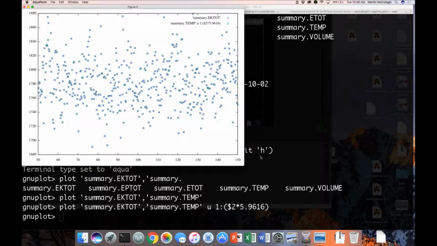I don't know how well you can see that, but there's an X and a plus. So all the program is doing is using the kinetic energy to get a temperature out of it. It's called the kinetic temperature. Once again, it's not constant, but its average value should be related to the temperature.